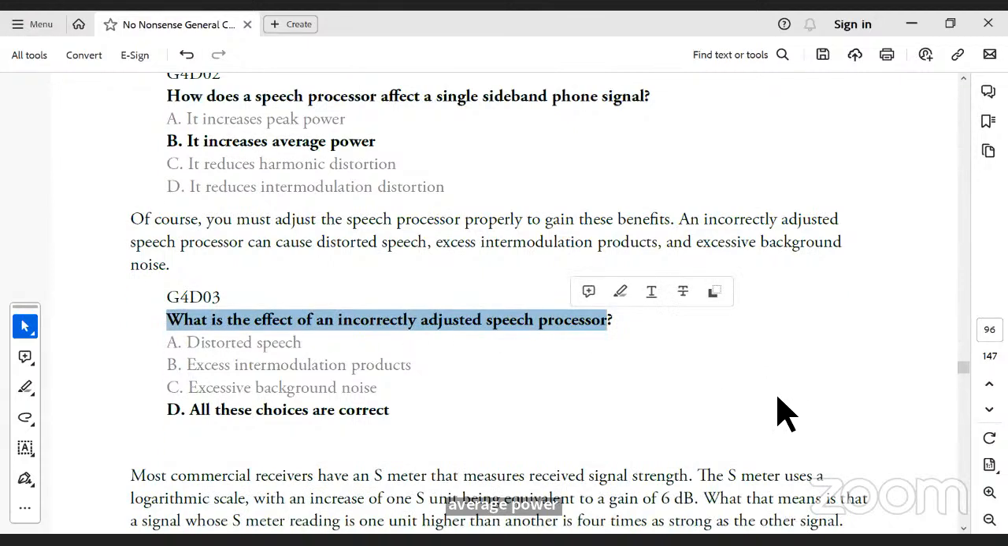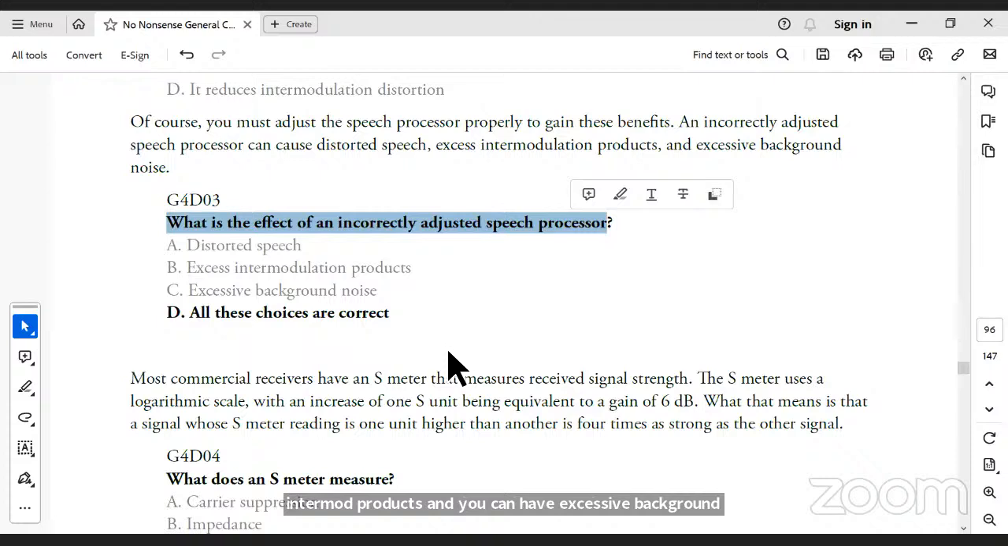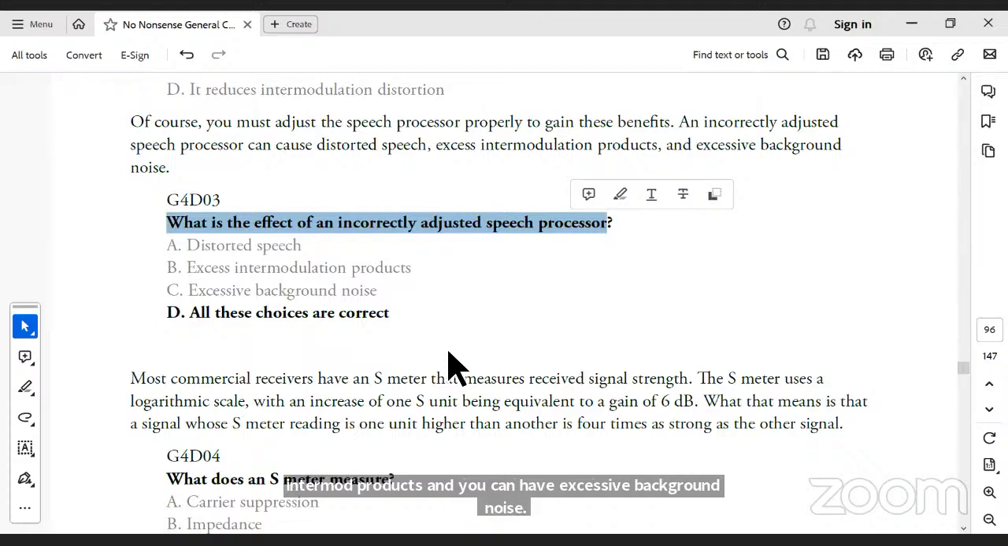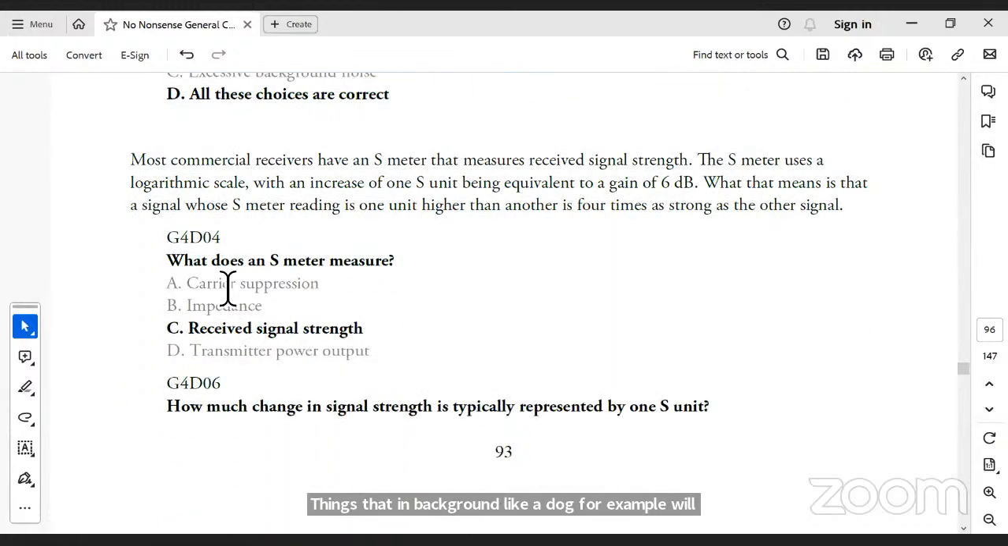What is the effect of an incorrectly adjusted speech processor? Well, we said that all of the answers in the question would be correct. You can get distorted speech, you can have excessive intermod products, and you can have excessive background noise. Things in the background, like a dog, for example, will sound very, very loud. It might even overshadow the voice.